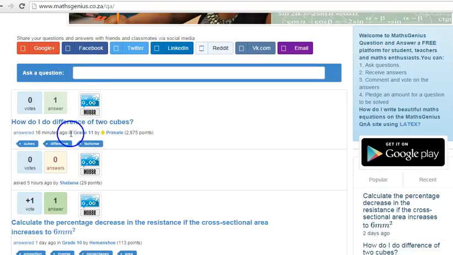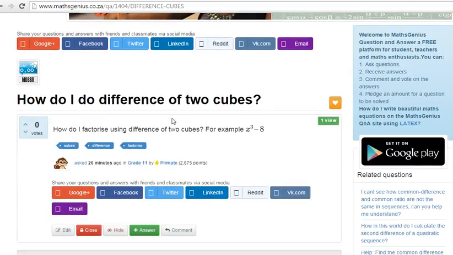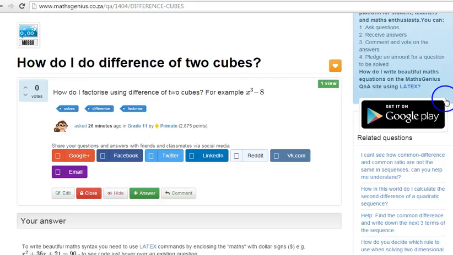So on the Maths Genius website, you can even share these questions with your friends through Google, Facebook, Twitter, LinkedIn, Reddit, and email. So I'm going to click on the how do I do difference of two squares. So this is the question, and by the way, the Google Play Store also has the Maths Genius question and answer portal, so you can as well download from your Android phone. So how do I do the difference of two cubes?